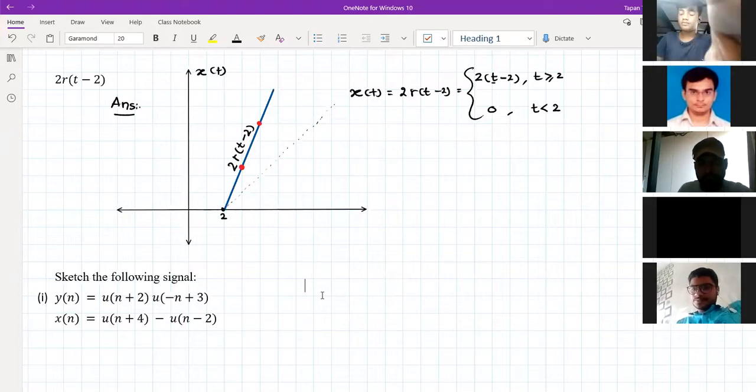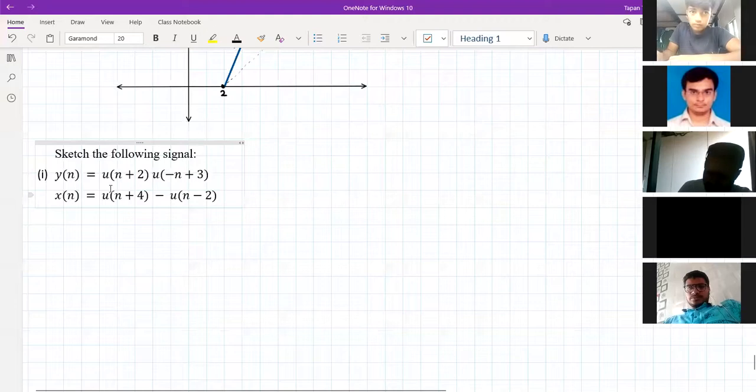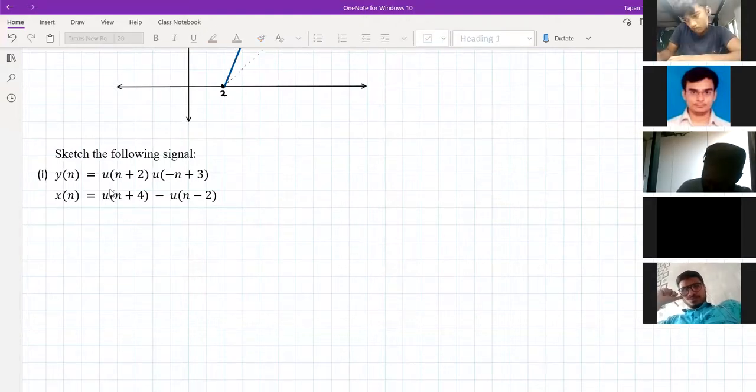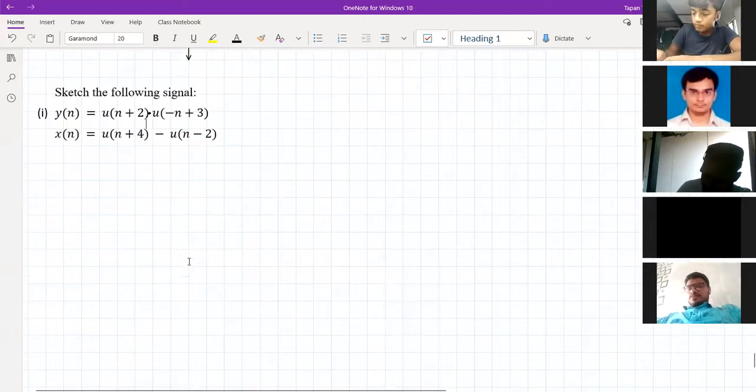Done, sir. Okay. Now here, y of n is equal to u of n plus 2 into u of minus n plus 3. So that is the multiplication of two signals, u of n plus 2 and u of minus n plus 3.